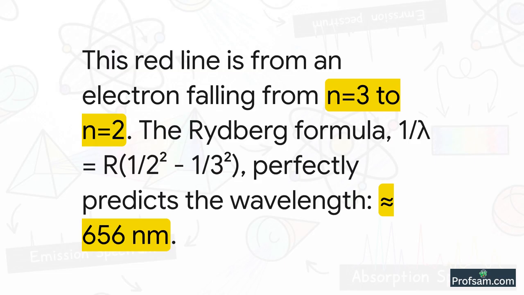And when we plug in 3 and 2, guess what we get? Almost exactly 656 nanometers. This is the magic moment, you see. It proves our theory isn't just a nice story. It perfectly predicts what we see in the real world.